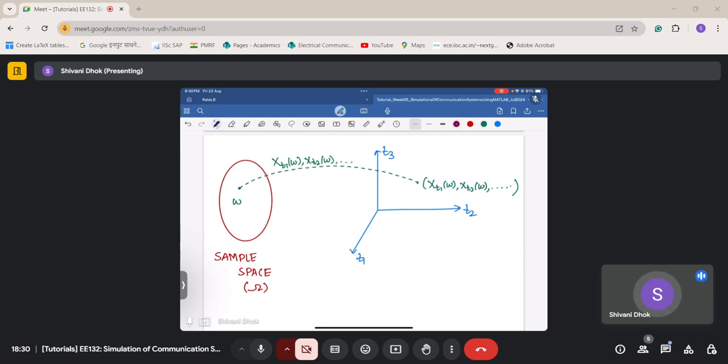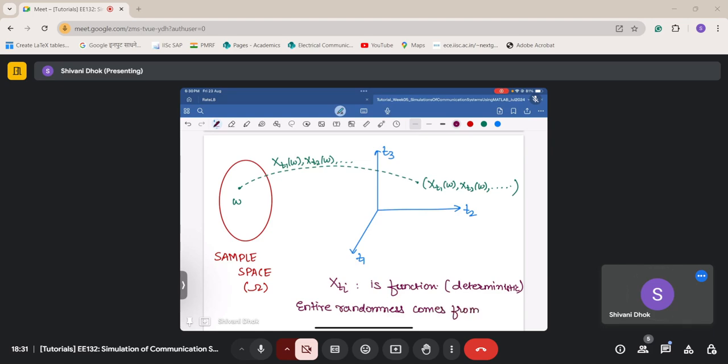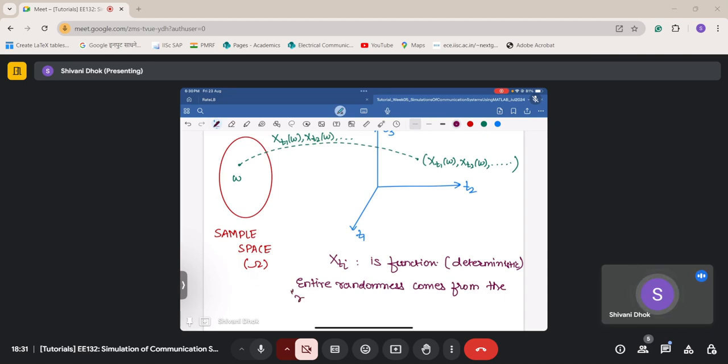Okay, and this x_ti is a function, and this function is deterministic. There is no randomness in this function. The randomness is based only on the selection of this omega. So whatever randomness comes up is only here. The entire randomness comes from the random choice of omega, and this omega is from your sample space, that is capital Omega.